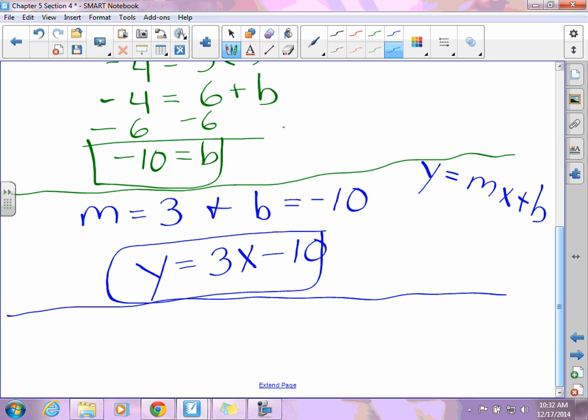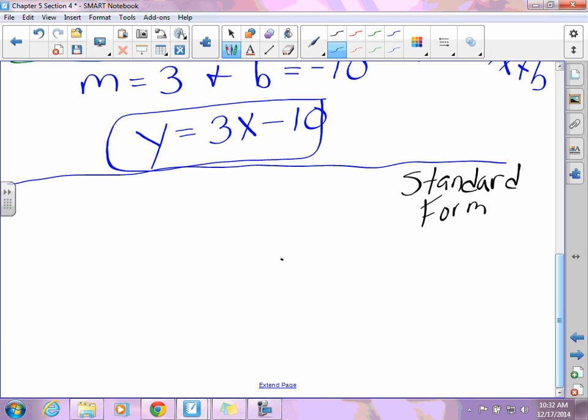We're going to go now to standard form. Remember, that's ax plus by equals c. So what I'm going to do is take this thing, y equals 3x minus 10. And I want my x to be the line leader. Is it line leader right now? It's not. So how do I get it over there? I'm going to subtract 3x from both sides.